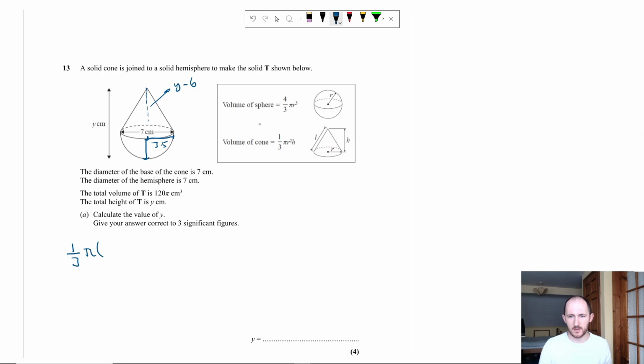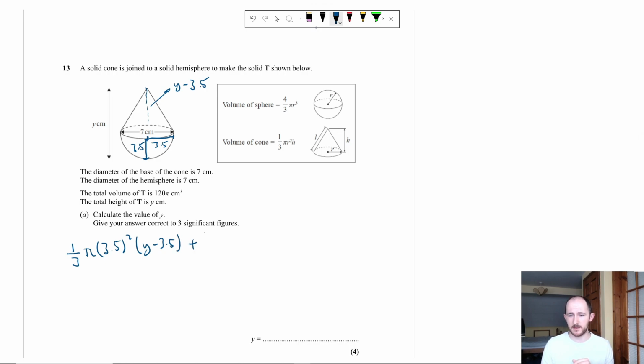Not exactly sure what was going through my head, but 3.5 it is, okay? Anyways, that was strange. Times the radius squared, so that's 3.5 squared, times the height. Now the height of just the cone is y minus 3.5. So we have to leave it like that for now.